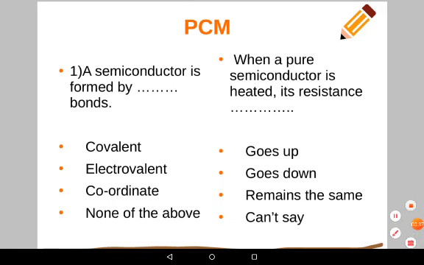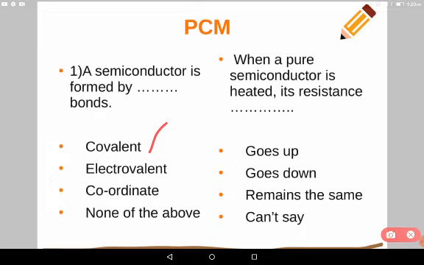From physics semiconductors, I have included 4 questions as it is a bit too long chapter and also it has lots and lots of concepts. So there are more chances of questions to come from this chapter, and so I have included 4 conceptual questions. So the first question is, a semiconductor is formed by dash bonds. A semiconductor is formed by covalent bonds. Why? It is due to the valency.